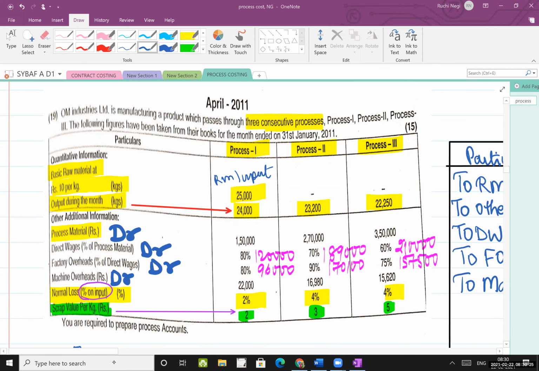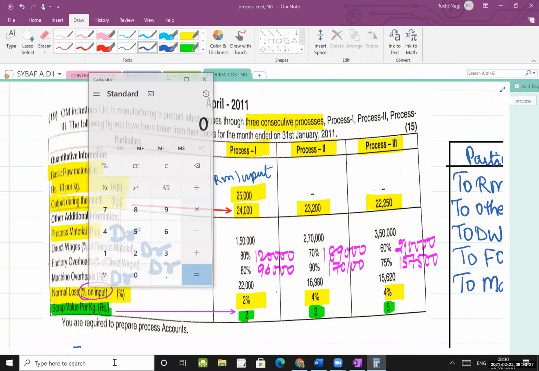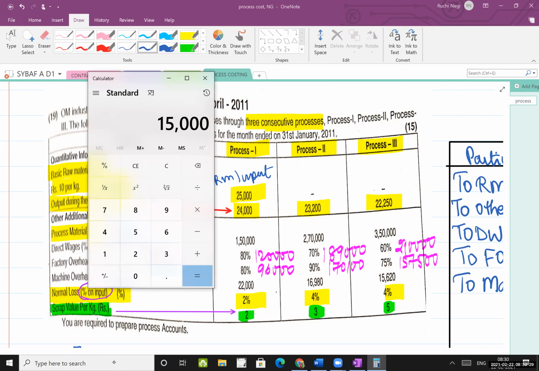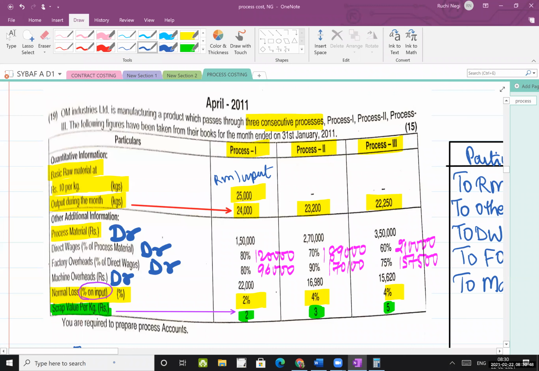So let us calculate. I'm showing the calculation. 1,50,000 का 80% is 1,20,000. Next, 2,70,000 का 70% is 1,89,000. 3,50,000 का 60% is 2,10,000. Okay, ये figures हमको मिल गए क्या?